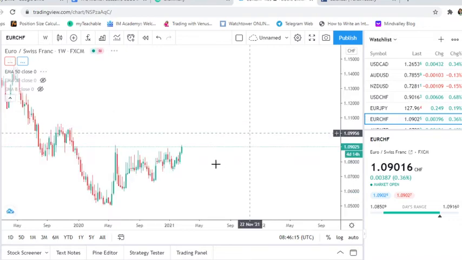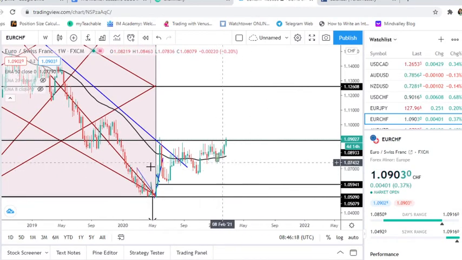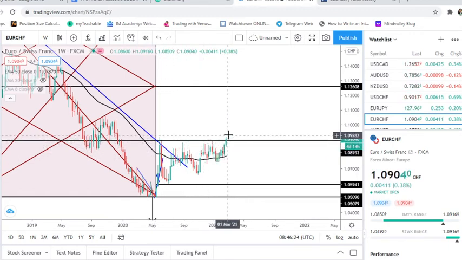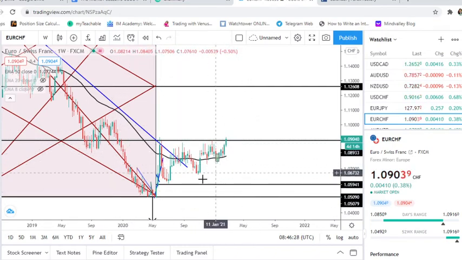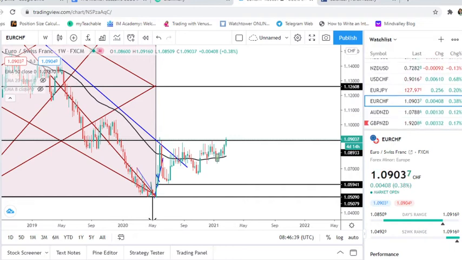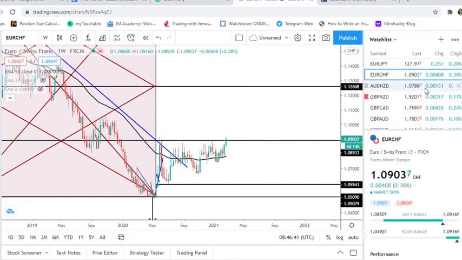Euro CHF. Okay, so Euro CHF is also around here, and last week's candle closed bullish, and we are seeing some bullish move, so it is looking bullish today. Euro CHF is looking bullish, and I really don't do much trading with this because they are more like mirror pairs. They consolidate a lot because they are from the same zone.